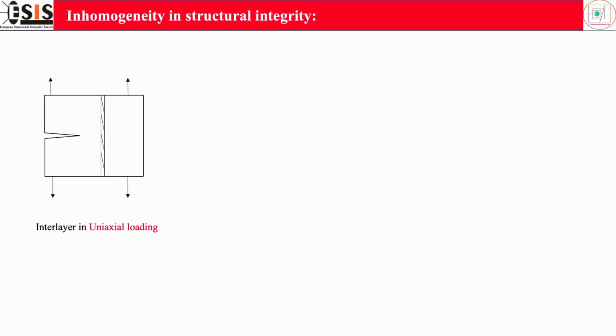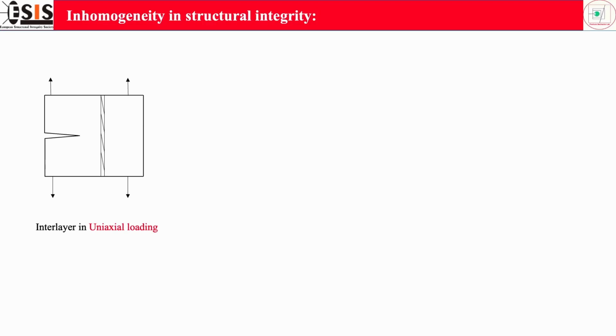First of all, let us look at why we need material inhomogeneity. If we need two or three or multiple properties on a single component, then in those cases we can use the concept of material inhomogeneity by joining two different materials. Here we can see that two different materials are joined with the help of an interlayer.